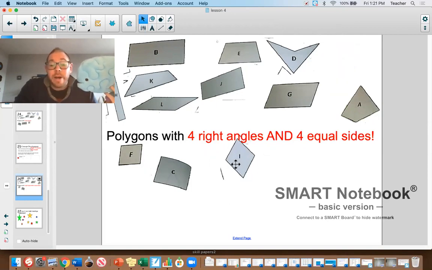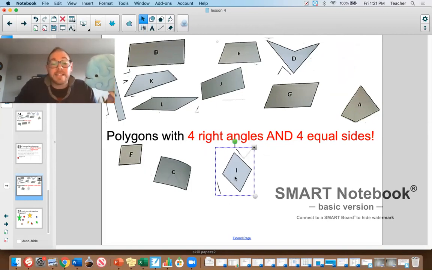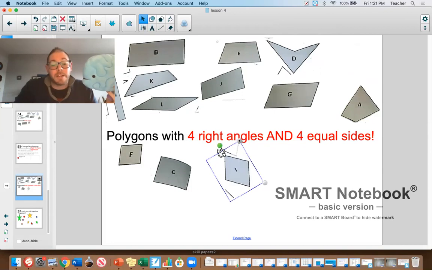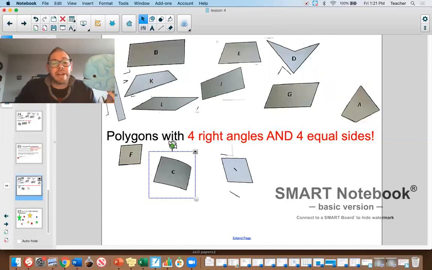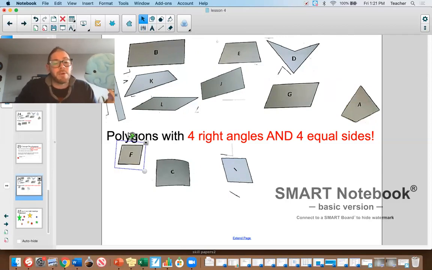Is I a square? Maybe I is a square. Let's see if we can turn it on its side properly. Oh, nope, that doesn't look like a square to me. Let's see if we can make C look like a nice square. There we go. And what about F? Is F a square? There we go. F is a beautiful square. All right, so we've got all our shapes that have four right angles and four equal sides. Make sure you write them down and draw a picture.